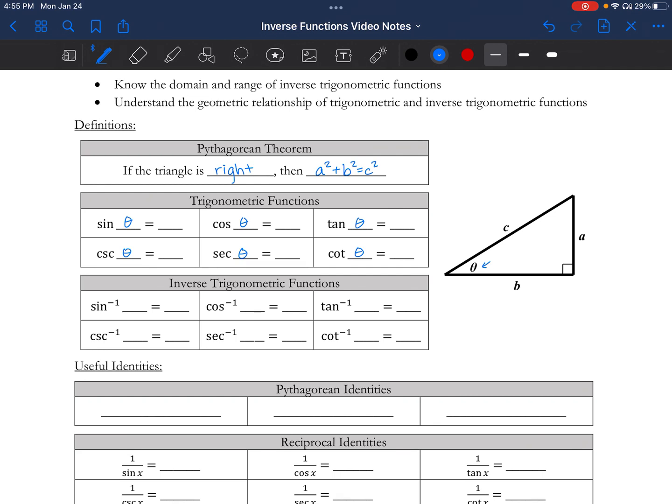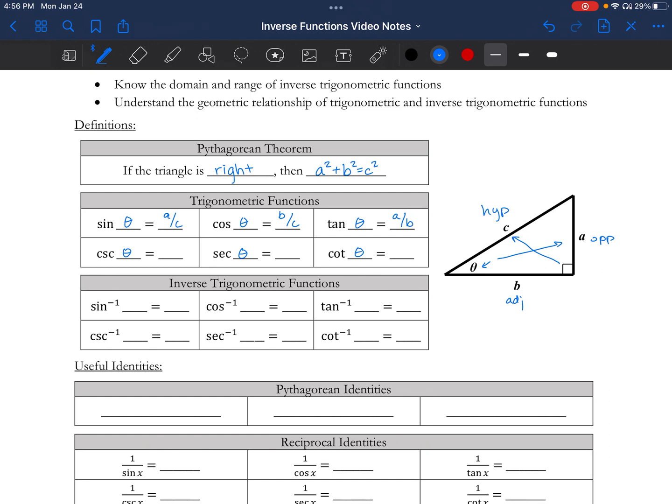Now, sine is going to use the opposite over the hypotenuse. So based off of this angle, the opposite side is A, and the hypotenuse is always this side across from the right angle. So it's going to be A over C. Cosine uses the adjacent and the hypotenuse. So this side that this angle actually happens to be sitting on, that's not the hypotenuse, is the adjacent side. So B over C. Tangent uses opposite over adjacent, so that'll be A over B.